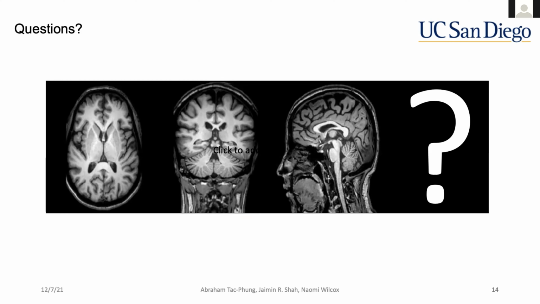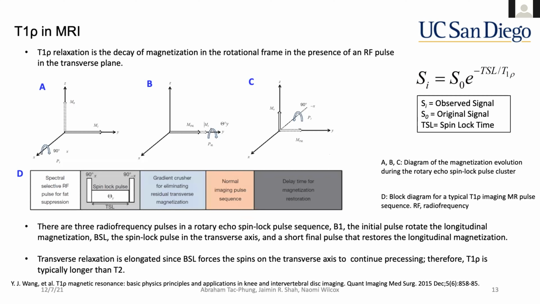Great. Any questions from the audience? No. Okay, so in terms of the time constants of T1 rho, what are the typical time constants, or is there a typical range of T1 rho values?